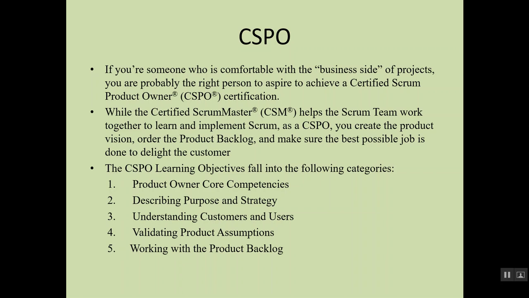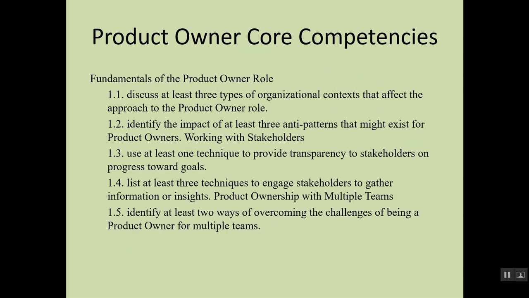So the learning objectives of the CSPO come under product owner core competencies, describing purpose and strategy, understanding customers and users, validating product assumptions, and working with the product backlog. Product owner core competencies starts with the three types of organizational contexts that affect the approach to the product owner role. That is the first topic that we are discussing in this CSPO course.